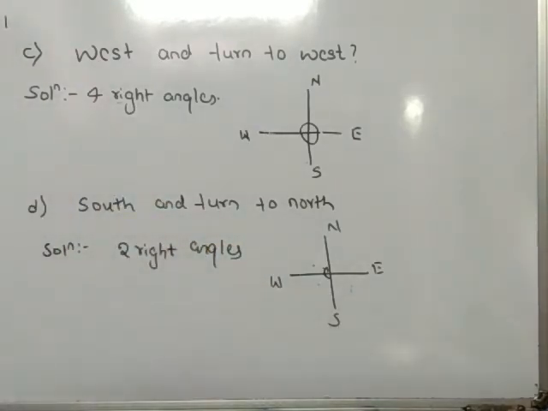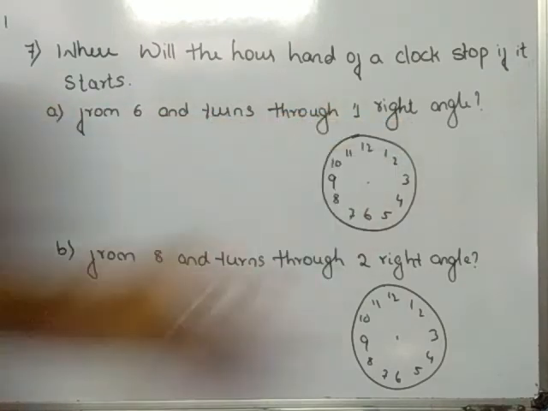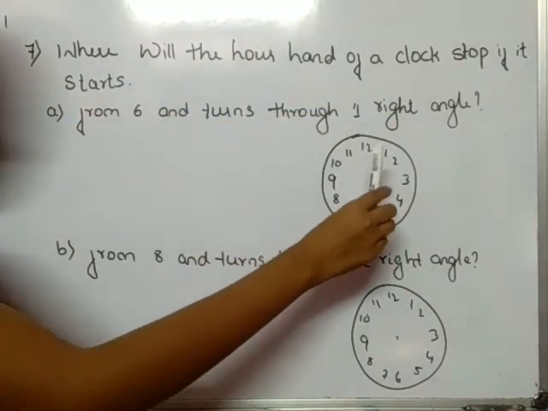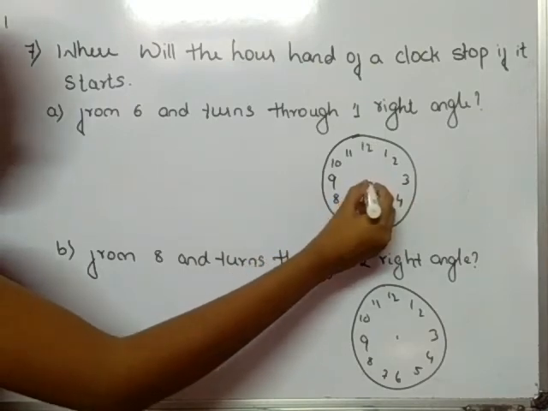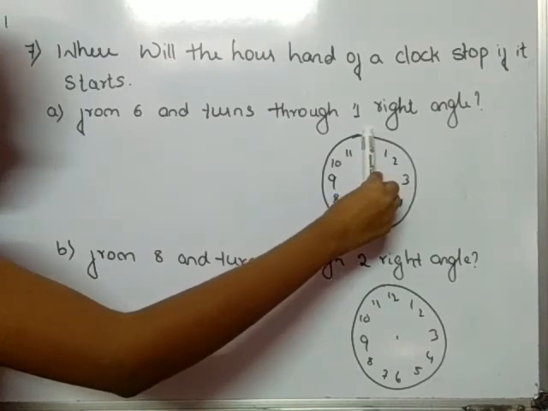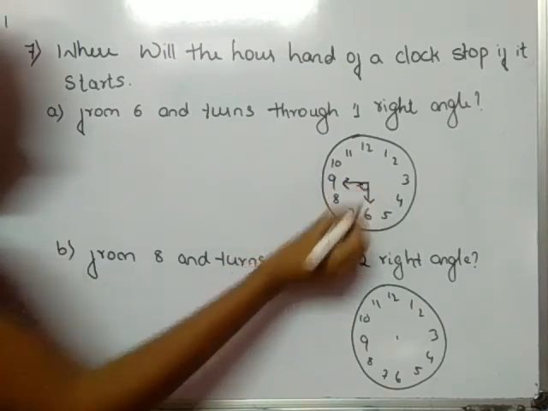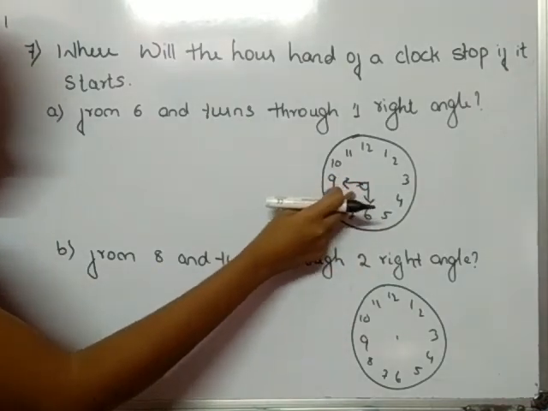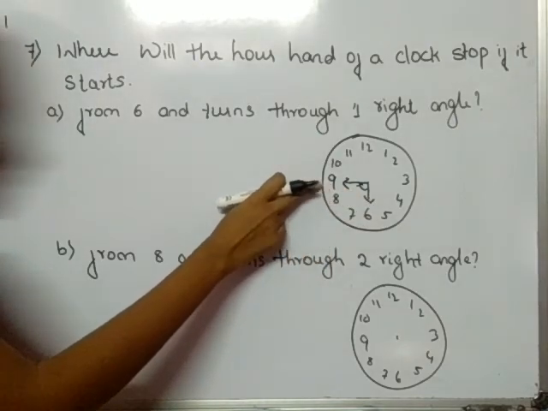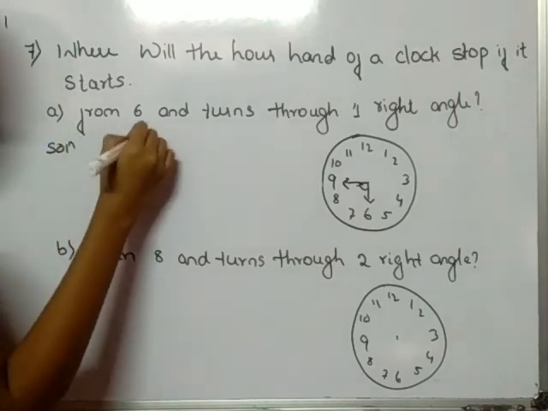We'll move to the last main, seventh main. Where will the hour hand of a clock stop if it starts from 6 and turns through 1 right angle? Here there is an hour hand, right? It started turning from the 6 and it makes 1 right angle. 1 right angle means here, right? Now after making 1 right angle, where is it pointing now? At the 9. So we'll write here solution as at 9.